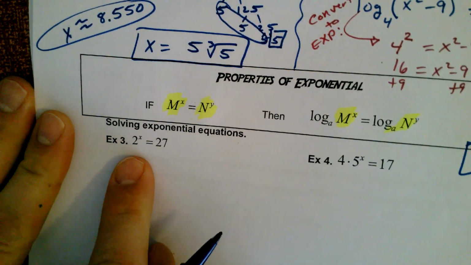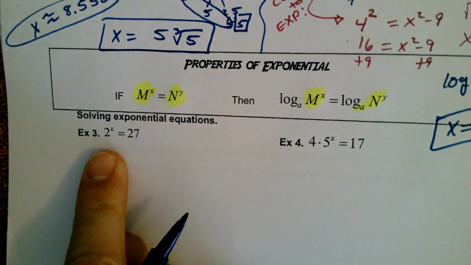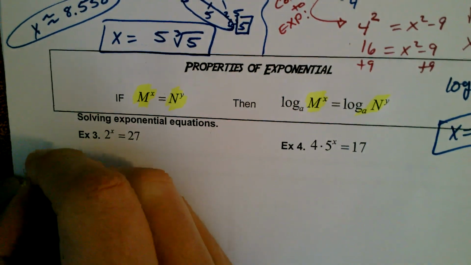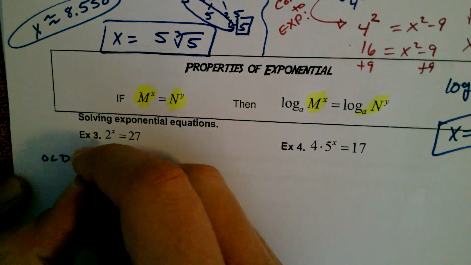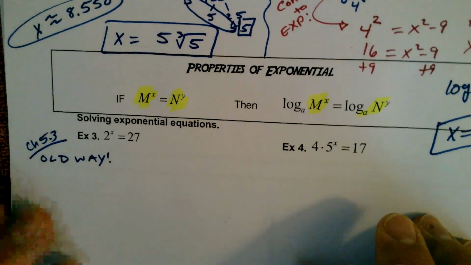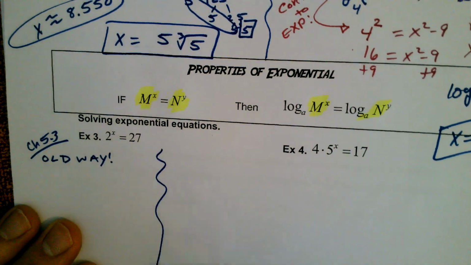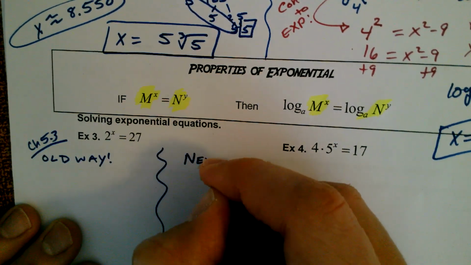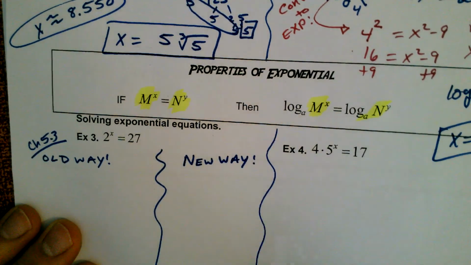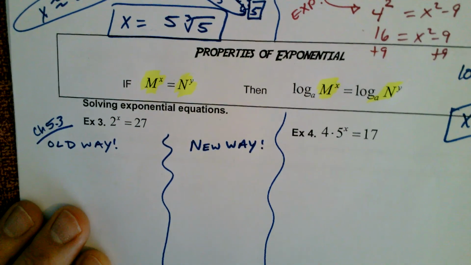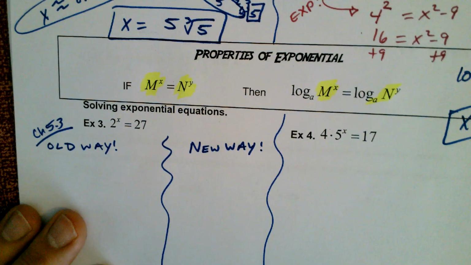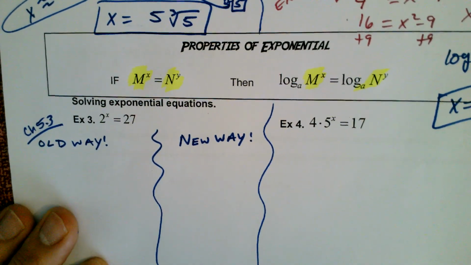Now, solving exponential equations. We have this property and we have the old property. I want to review the old way, from chapter 5.3, to solve exponentials, and then I'll show you the new way. Technically, for this one, we can do either. But when we get to example 5, we have to know how to do the new way. So we're going to practice on these easier problems, examples 3 and 4.